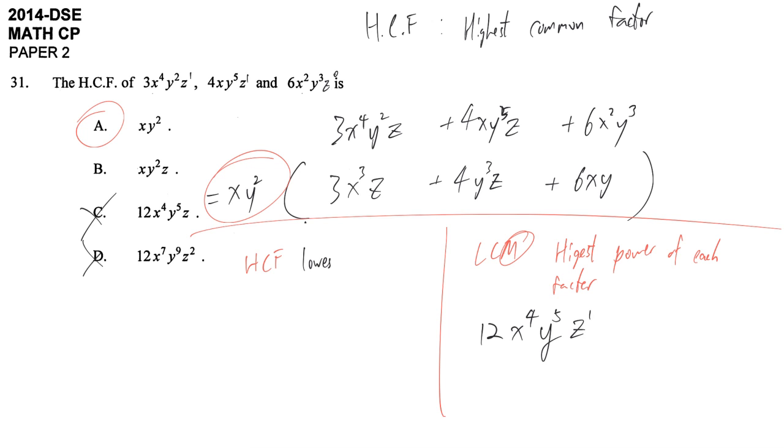In contrast, HCF is the lowest power of each factor. So for HCF, for 3, 4, 6, there is no common factor, so 1. And then x power 4, power of 1, power of 2. We choose the least power, x power of 1. For y, power of 2, power of 5, power of 3. We choose the least power, power of 2. For c, power of 1, power of 1, power of 0, so we choose power of 0. That means we don't need to write that. So this is our answer in question 31.